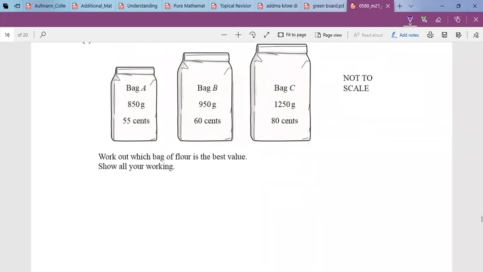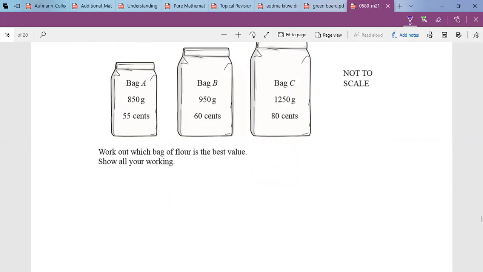Work out which bag of flour is the best value. Show your working. So what we can do, when you have got 850 grams, you pay 55 cents. 950 grams, 60 cents. 1,150 grams, you pay 80 cents. So which of these bags has got the best value? It's better you know how much you pay for each gram. How much in terms of cents you pay for each gram. So we are saying 850 will cost us 55 cents.